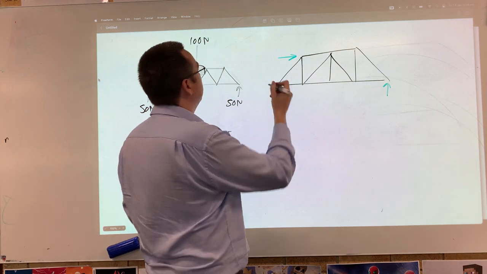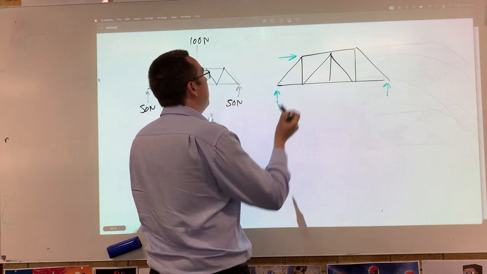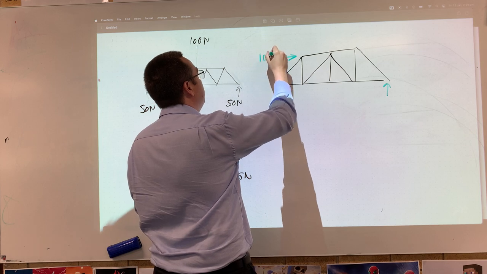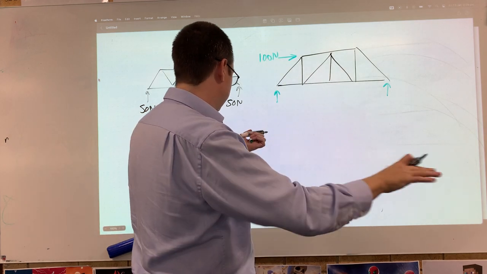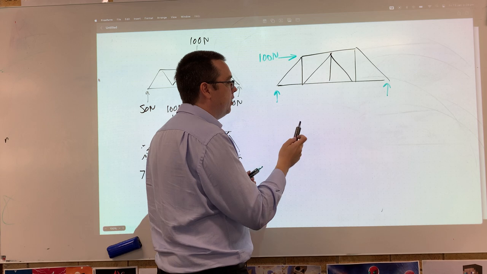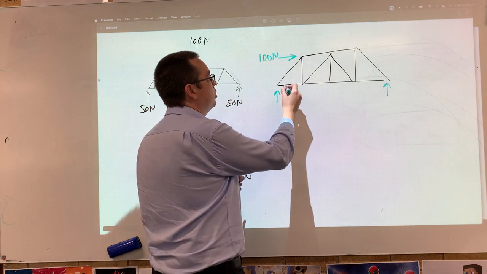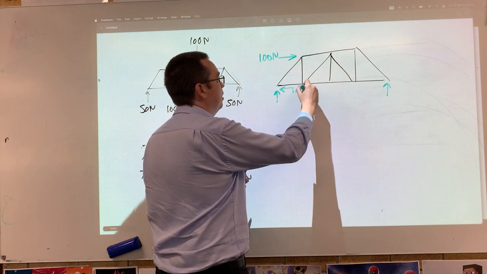So if I have, let's go with 100 newtons again. If I have 100 newtons being applied here, what direction is that going? That's going to the right. Well, there's going to have to be another force on one of these reactions that's going to the left. Like Beyonce.